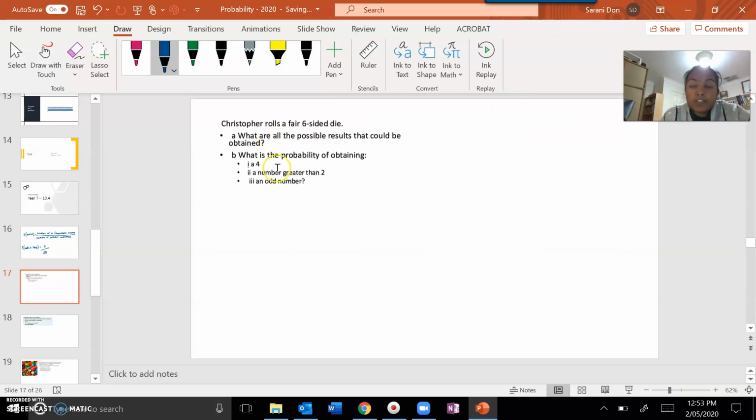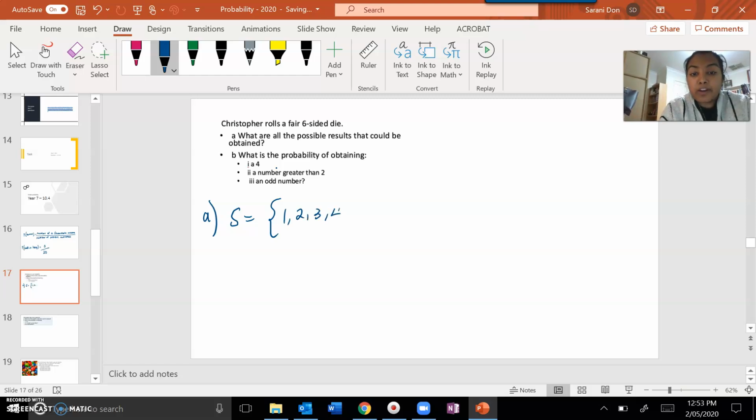Okay, so we know it's a 6-sided die. So part A, when it's asking for all the possible results, I would write it like this. It's not asking for how many results I can get. It's asking for what are the options that Chris can get. So we know it's a fair 6-sided die, so he can get either 1 to 6.